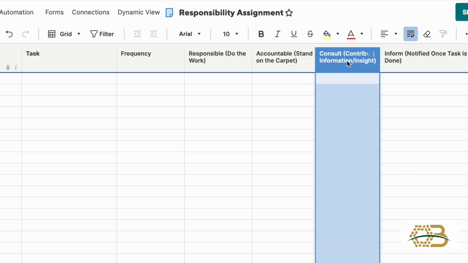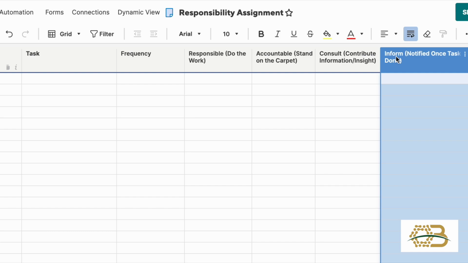The next column is the consult. Who am I going to talk to if I have any questions about the work that I'm doing? That could be greater than or equal to 0, because you don't have to consult on every task, but you could if you chose to. It says who's going to contribute that information and that insight.